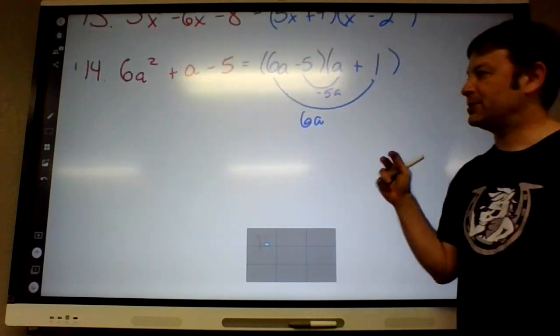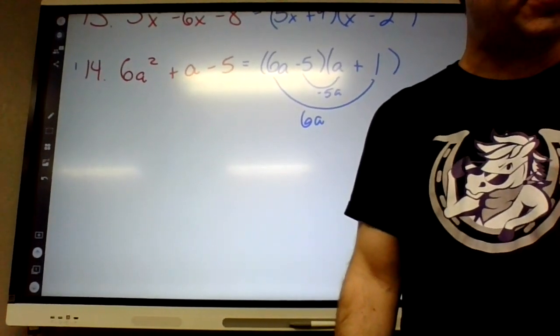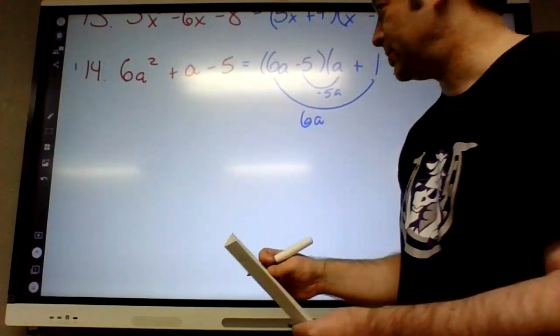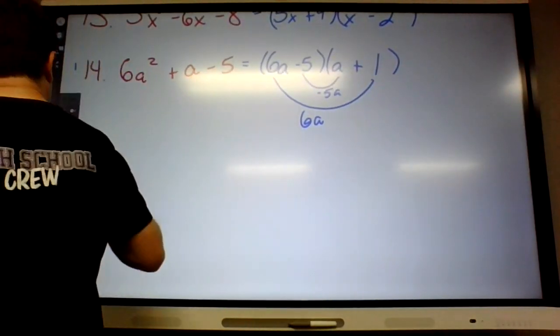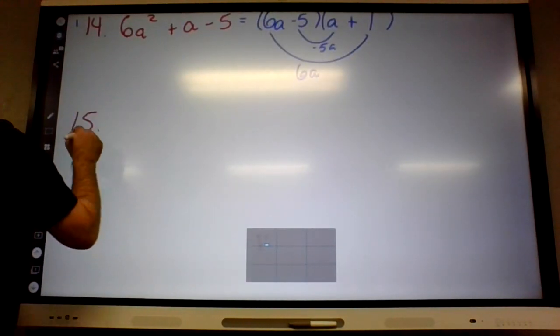Alright, anyways, that's that one. Next section. I don't think this one's the hardest, but if you don't know how to do it, it could go downhill quickly. Let's see here.